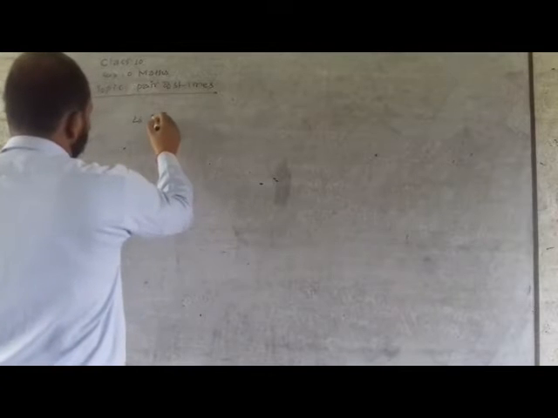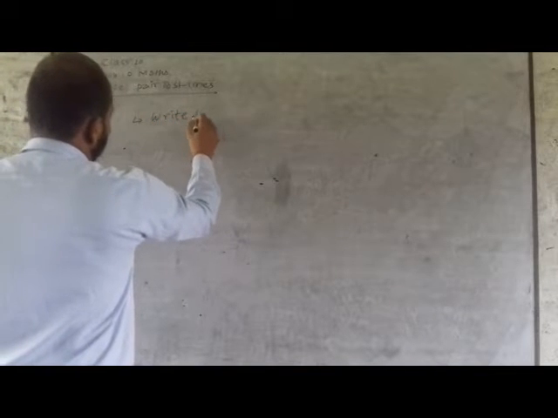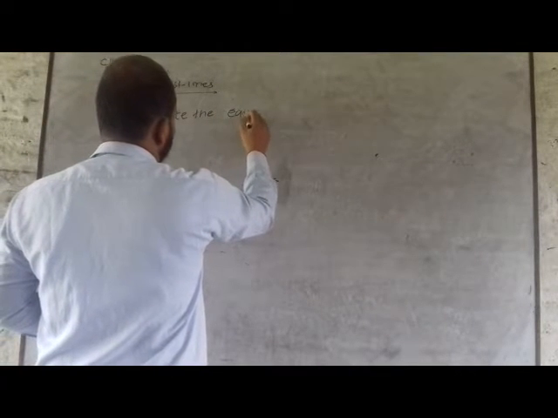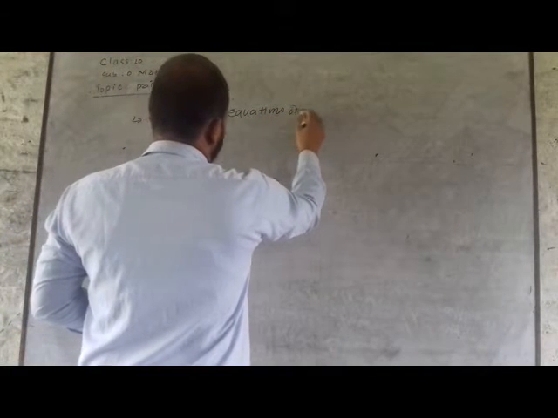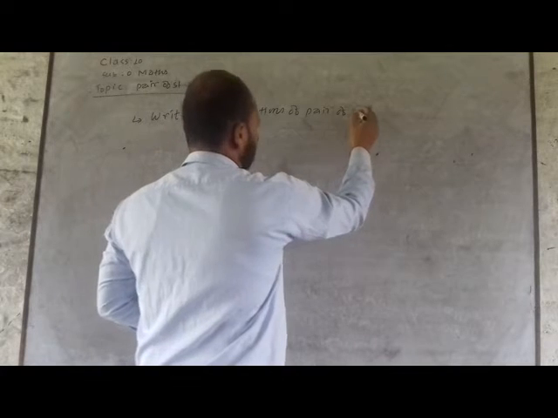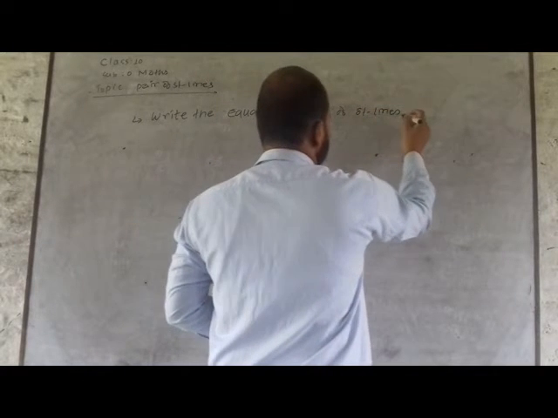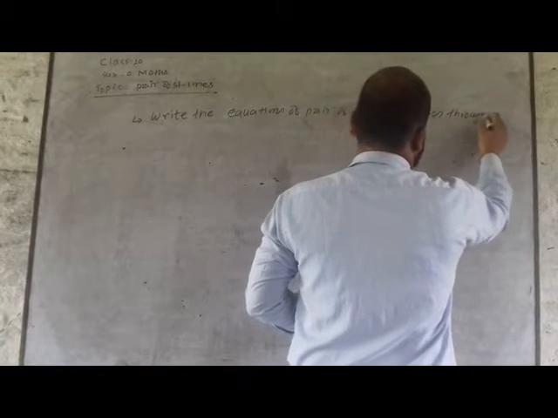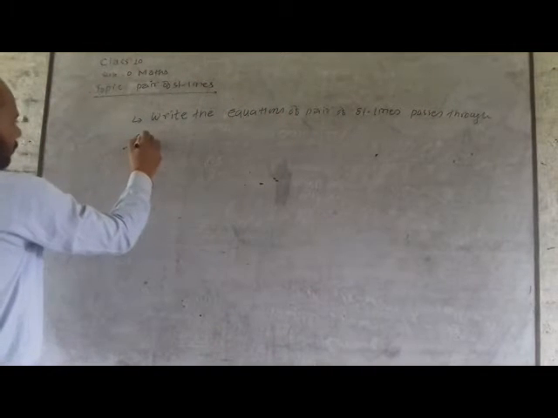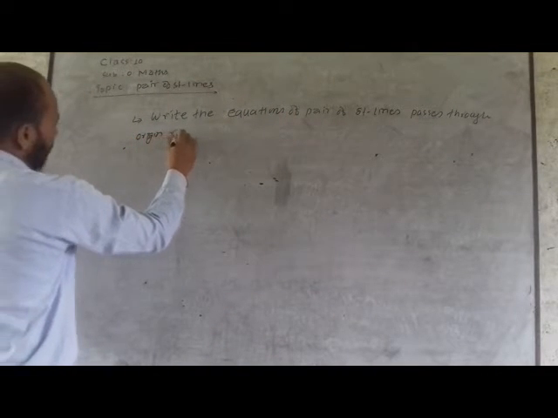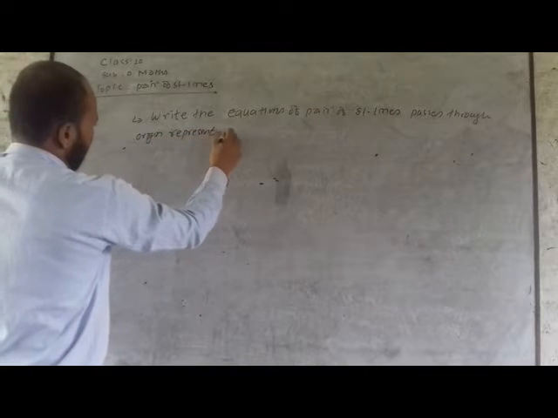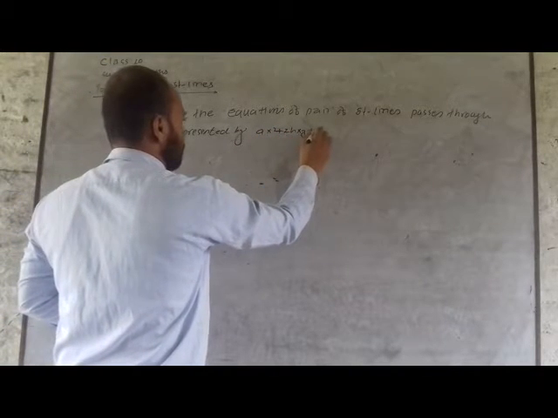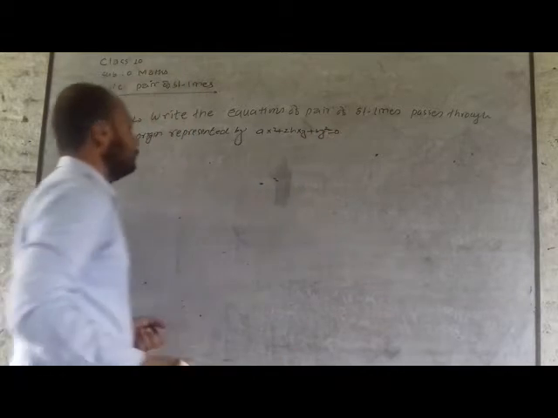Now look here. Write the equation of a pair of straight lines passing through the origin represented by ax square plus 2hxy plus by square is equal to 0.